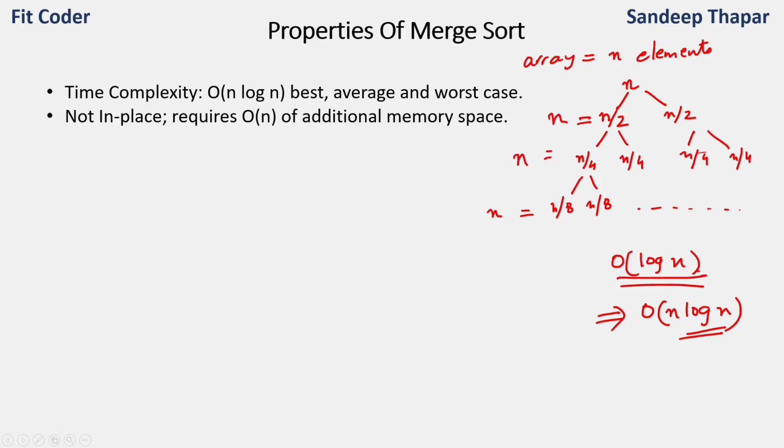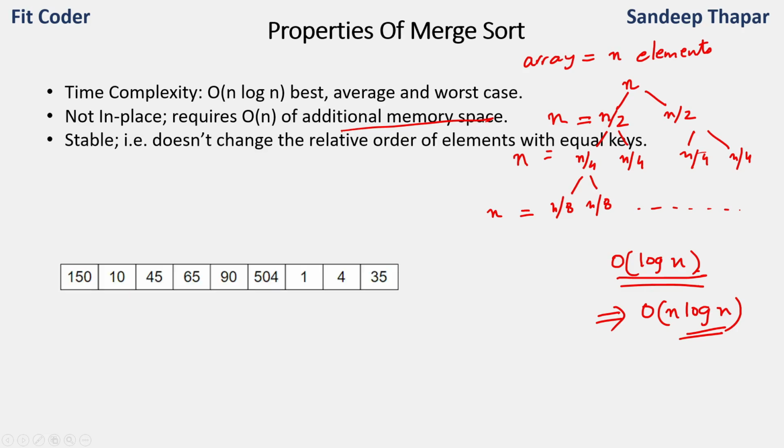And regarding the space complexity, merge sort is not an in-place algorithm. We have seen that we take a temp array which is of size n, equal to the original array. So the space complexity of merge sort is order of n. Merge sort is a stable algorithm, that is, it doesn't change the relative order of elements with equal keys. So if we have two elements which have equal keys, then merge sort doesn't change their order. So it is a stable algorithm.